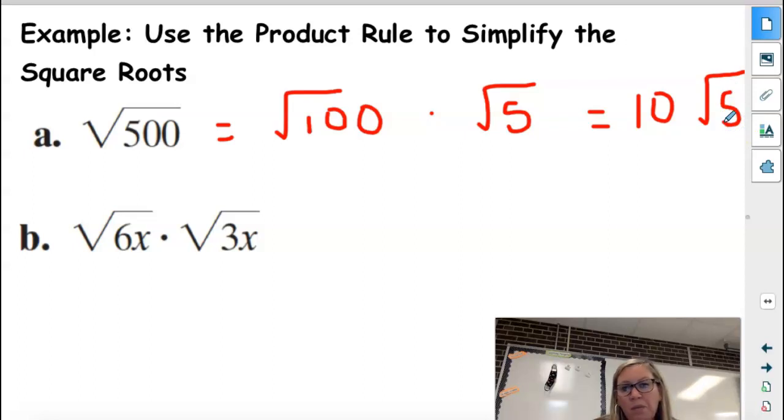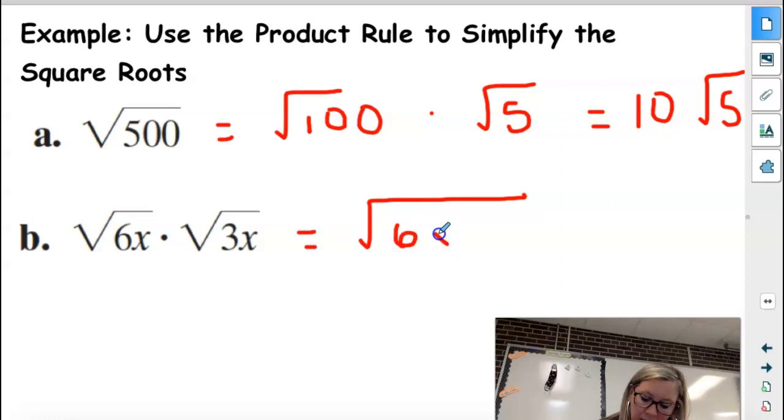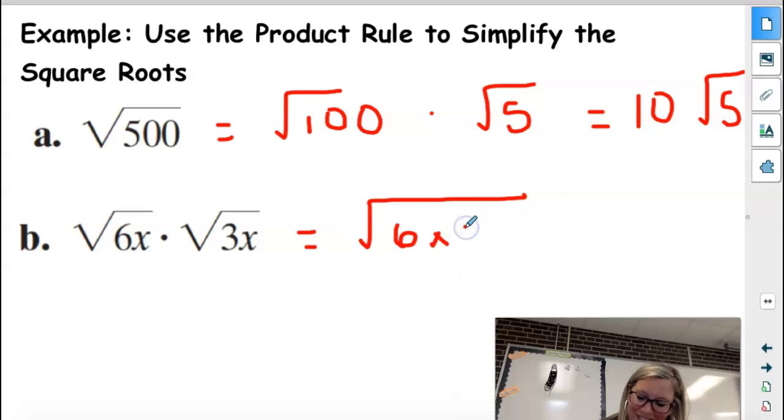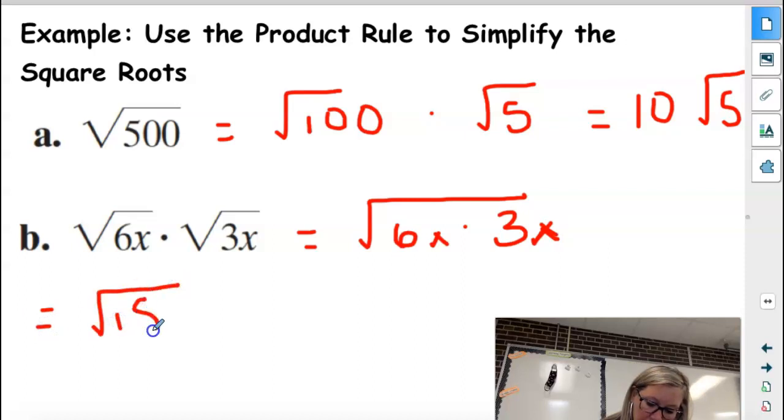Example B, those are separate radicals. Sometimes it's better to combine them back together. So you would say the square root of 6x times the square root of 3x. Notice that 6 times 3 is 18. You can change that to 18, and then x times x is x squared.